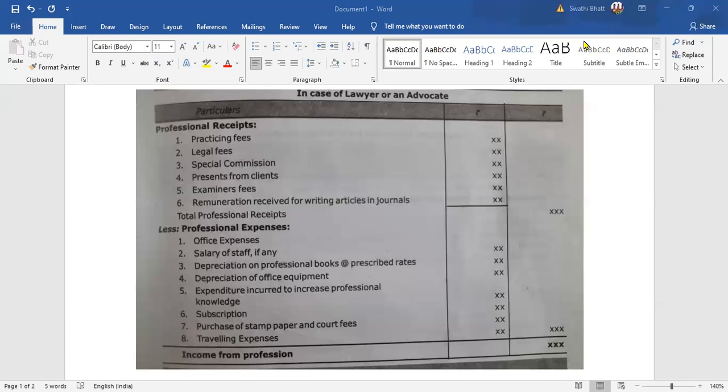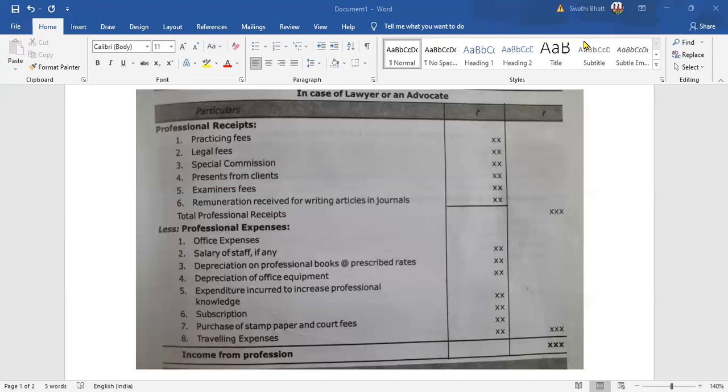Subscriptions to any magazines or journals are expenses which you record. On those books, magazines or journals, there is no depreciation applicable. Next, if there is any purchase of stamp paper, court fees, or traveling expenses which are genuinely related to his profession, he can also claim them as his professional expense.